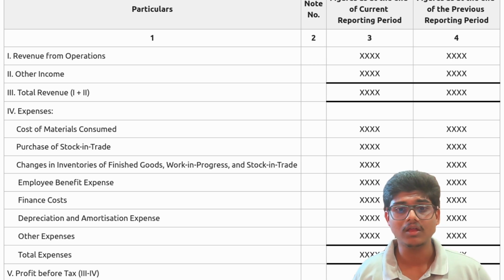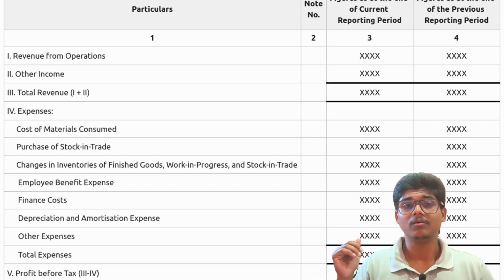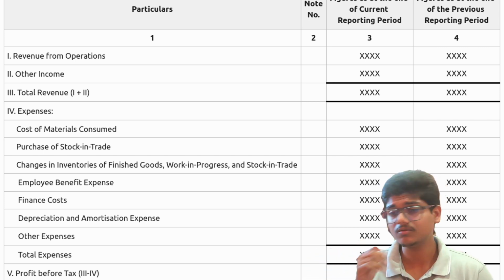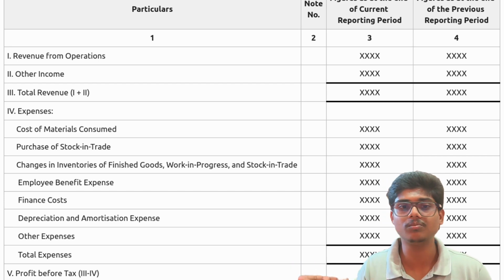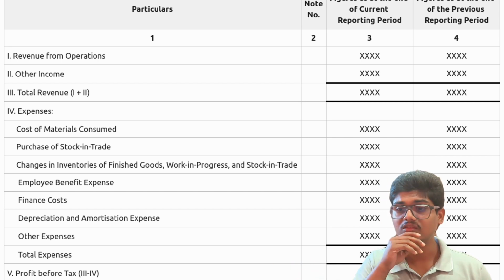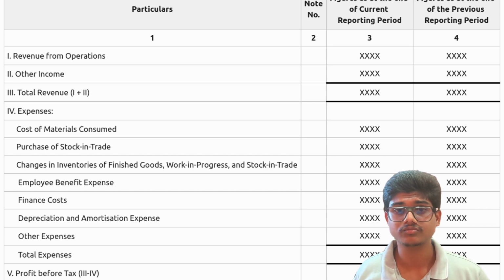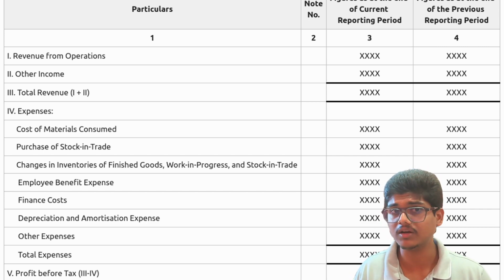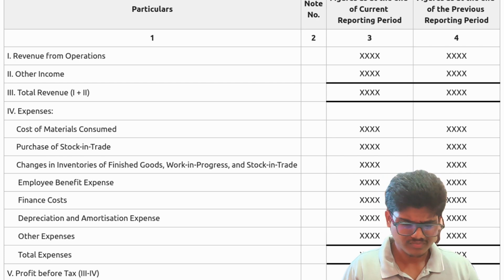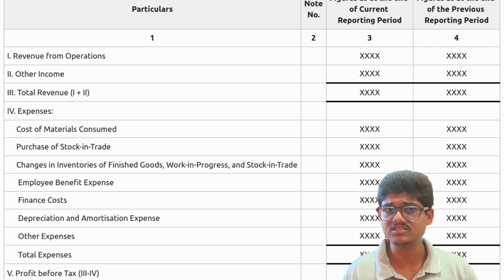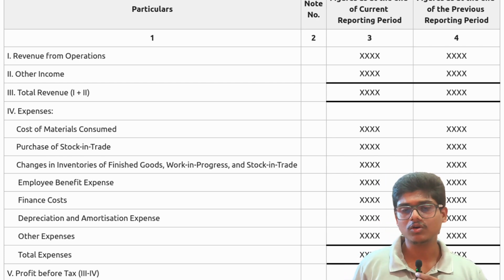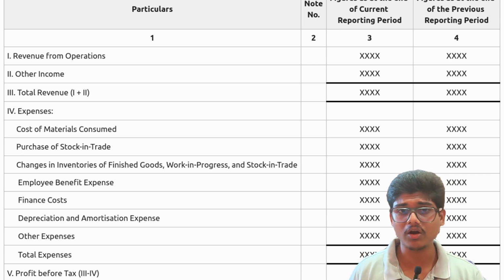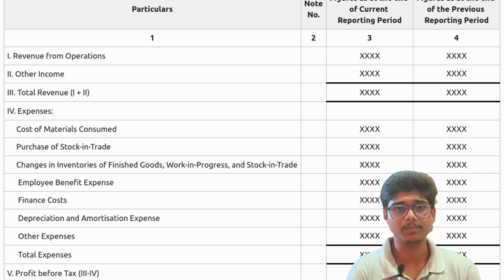Now after subtracting, revenue minus expenses gives the profit before tax, and on this profit before tax, if you apply the tax also, then you will get the profit after tax, which is important to analyze any company. Now this was our PNL concept, and I hope you enjoyed this video. In very short, I have explained some crux of the PNL.